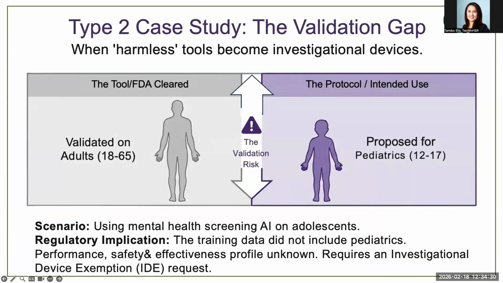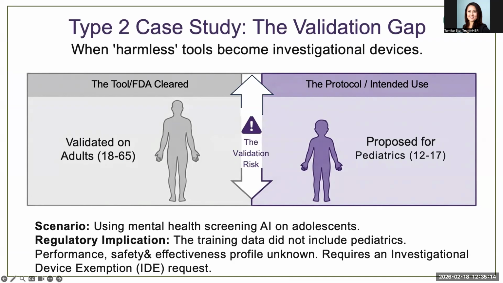So, to put this into perspective, it may help to have a case study of when a seemingly harmless tool becomes an investigational device. Here's a case study. A study proposes using an adult depression screening AI that was validated on adults 18 to 65 years of age. The study proposes using the AI app to screen adolescents ages 12 to 17 for depression. The app analyzes questionnaire responses, smartphone usage patterns, social media, and typing behaviors. So it's been validated in multiple adult clinical trials. It works. At first pass, that seems pretty legit, right?